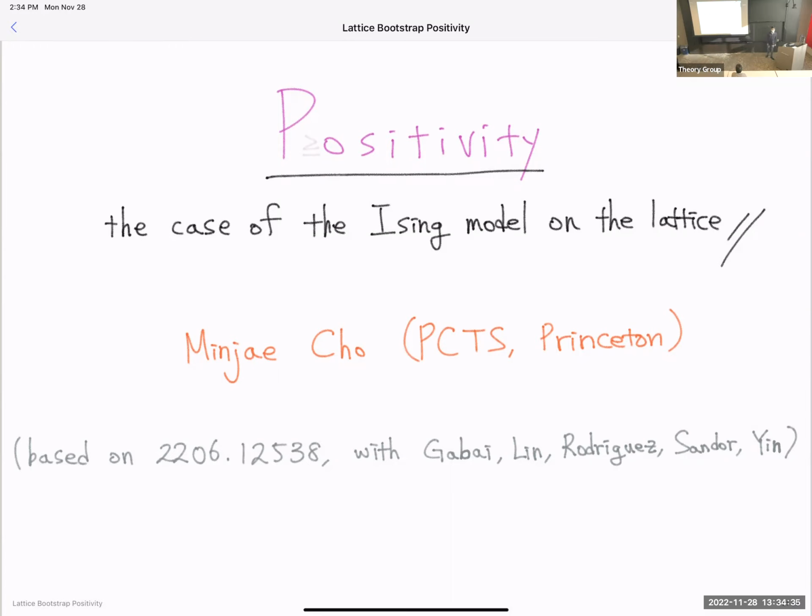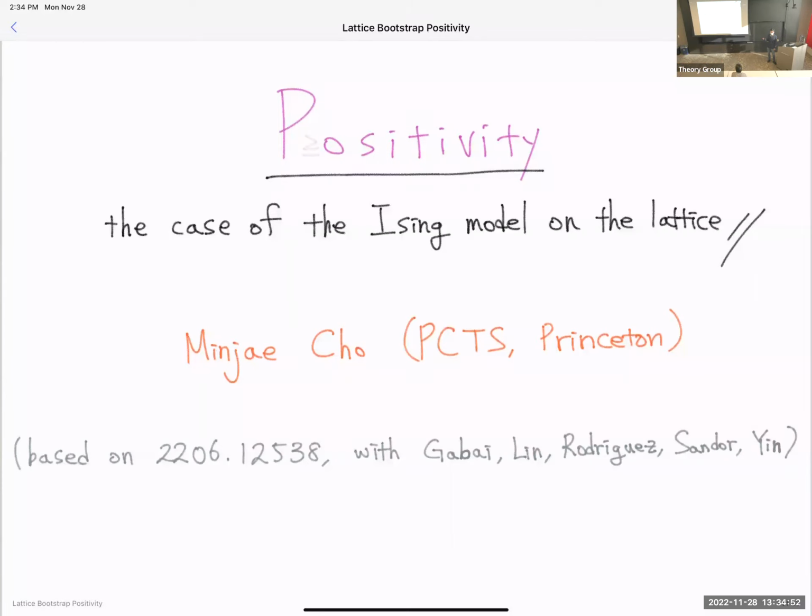Thanks, Bruno. Thank you for giving me the opportunity to speak here. I'm glad in particular because I'm giving a talk at a center named after a great physicist whose work is much relevant to the topic of today's talk, which is the Ising model on the lattice.